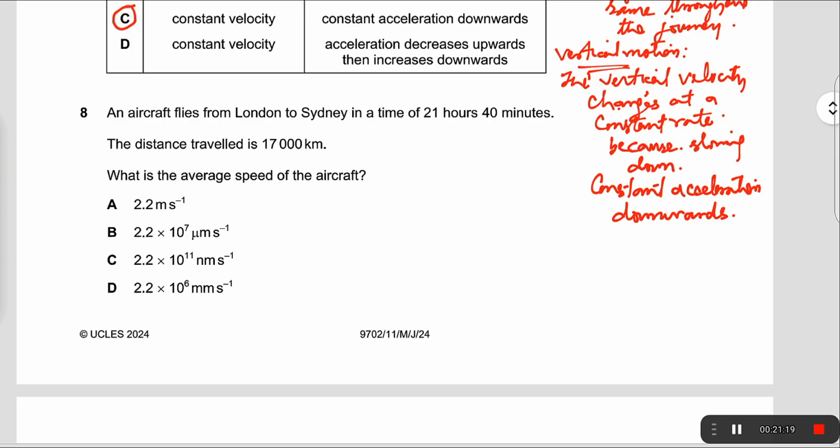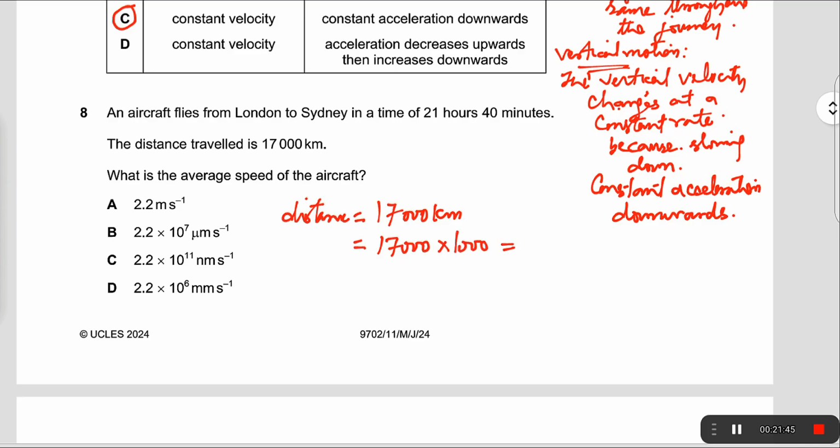Now there is another question. An aircraft flies from London to Sydney in a time of 21 hours 40 minutes. What is the distance traveled? First of all, we will discuss distance. Distance is 17,000 kilometers. We can convert it to meters, so we will multiply by 1,000.